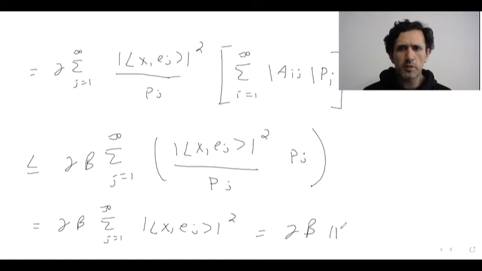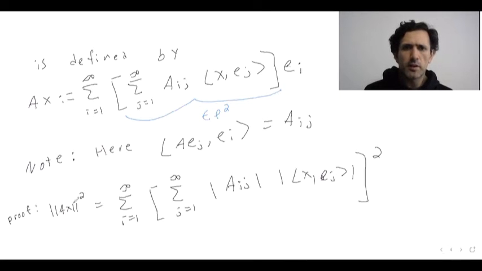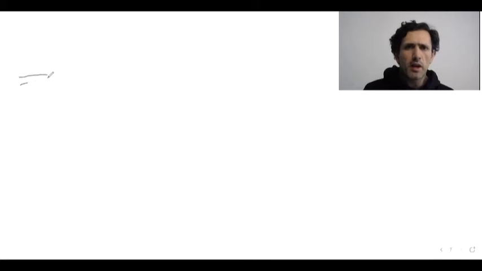So we've accomplished our task, which is to prove that Ax is well defined. It's an element in my Hilbert space by proving this is in L2. In particular, the L2 norm squared of this is less than or equal to gamma beta times the norm of x squared. And that implies the norm of A is less than or equal to the square root of gamma beta.